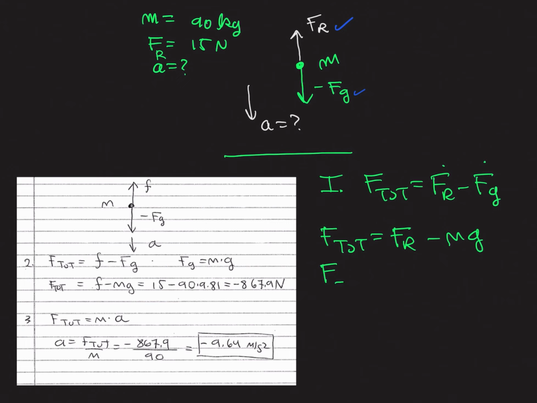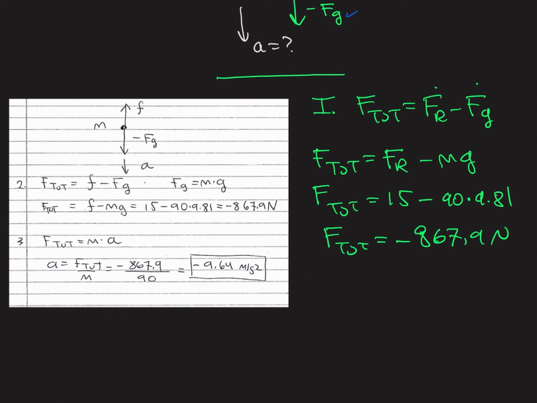So the total force is going to be air resistance, which is 15, minus the mass, which is 90, times g, 9.81. So the total force is going to be negative 867.9 newtons. So that's the total force.